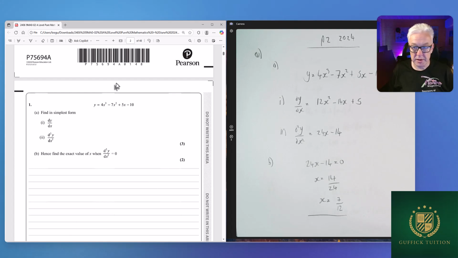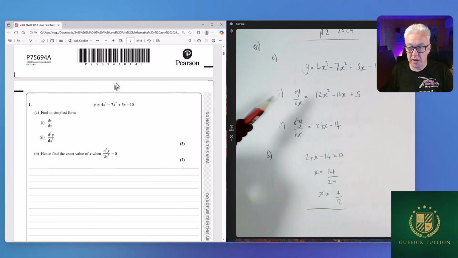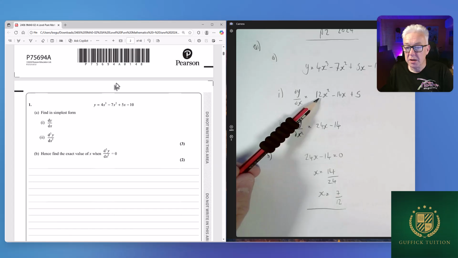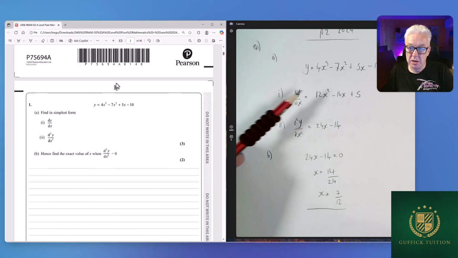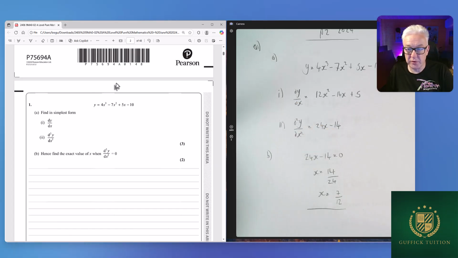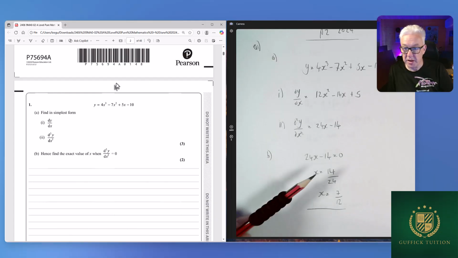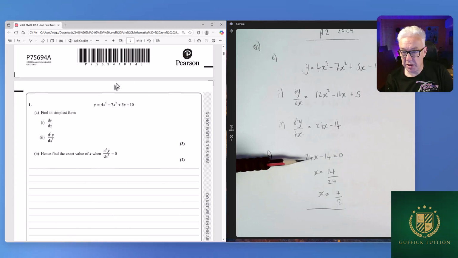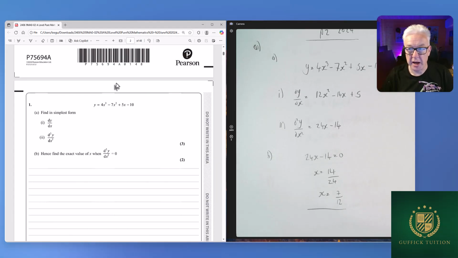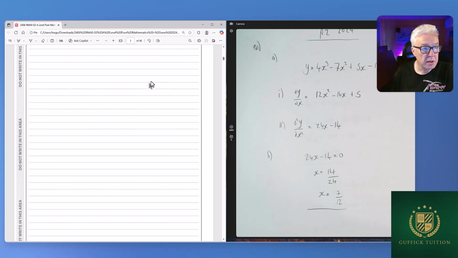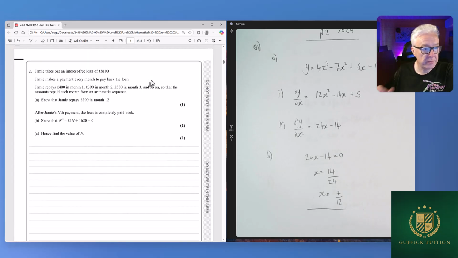Okay, that's part 1. The second derivative, d2y by dx squared, we just differentiate it again. So that gives us 24x minus 14. And then part B, it says, hence, find the exact value of x for which d2y by dx squared equals 0. So we just take the second derivative, put it equal to 0, and rearrange it for x. Super straightforward question there. Let's look at question 2.